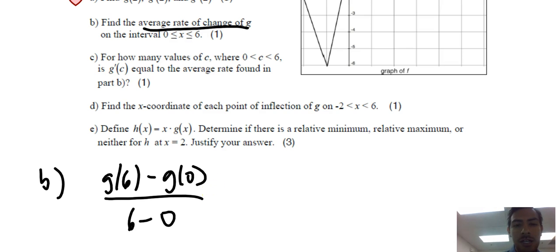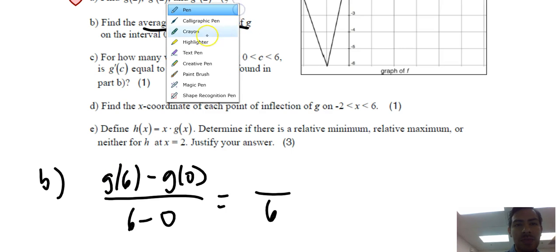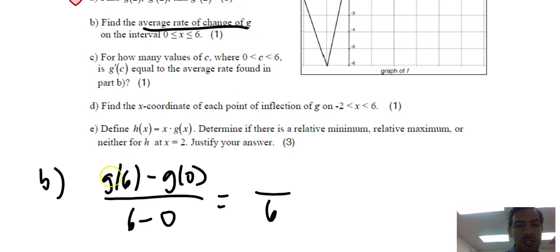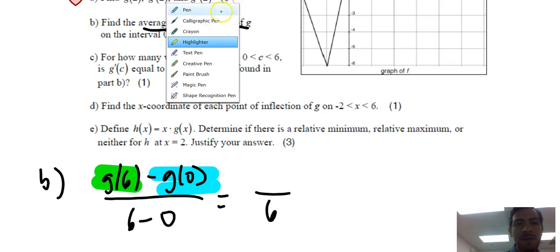Next, I'm going to have a 6 in the denominator, and now I need to actually find what g of 6 and g of 0 are. So g of 6 is going to be, so g of 6, and we'll do g of 0 in this color, fancy colors.